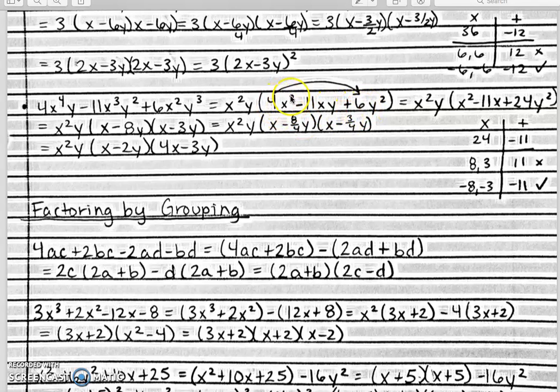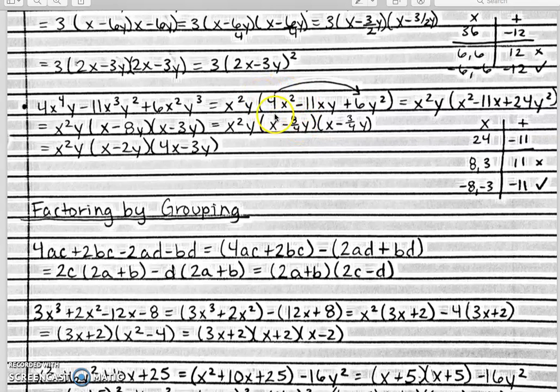This is a quadratic because this is a squared term right here. I do have a coefficient that I need to multiply down, so I do that, and I'm left with x squared minus 11, this should have a y in it too, xy plus 24y squared. I go ahead and factor that out using my nice little table, so I get negative 8 and negative 3. So this becomes x squared y, because that was our common factor, times x minus 8y and x minus 3y.